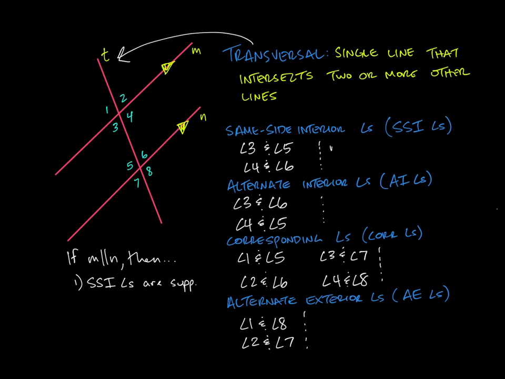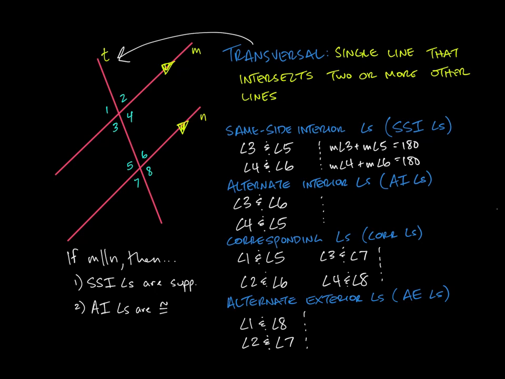But I can say that the measure of angle 3 plus the measure of angle 5 is going to equal 180. And then the same relationship will exist between angles 4 and 6. The measure of angle 4 plus the measure of angle 6 will equal 180. And again, that's only true if the lines are parallel. Now moving on to alternate interior angles, let's talk about those for a minute. The alternate interior angles, if the lines are parallel, will actually be congruent. Alternate interior angles are going to be congruent.